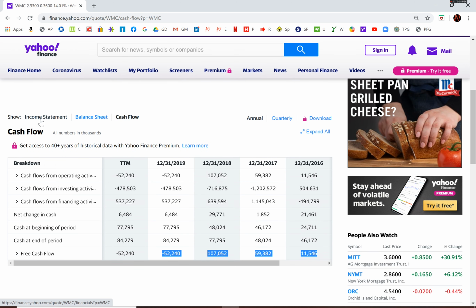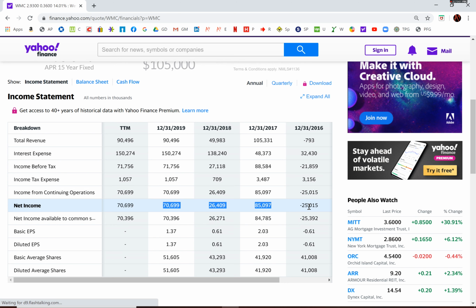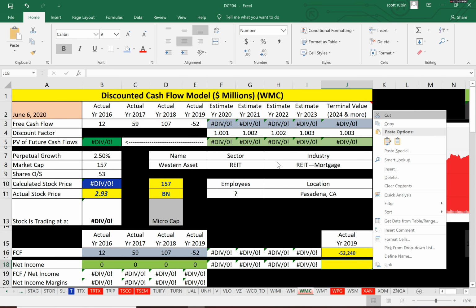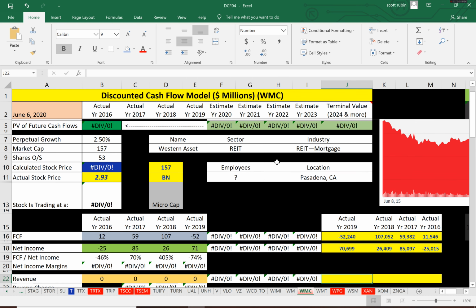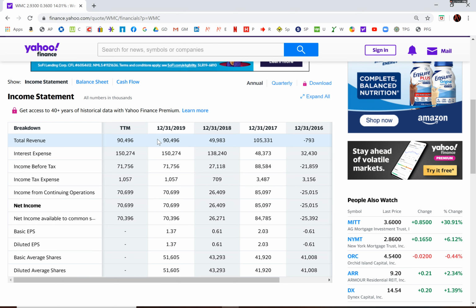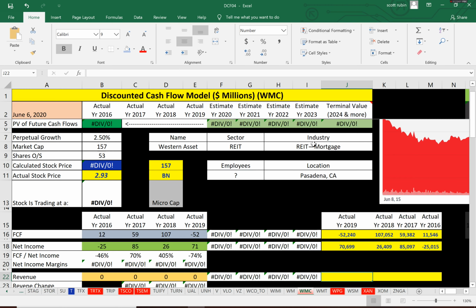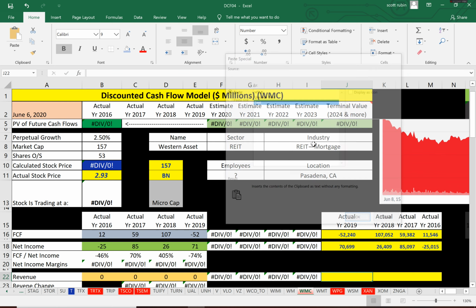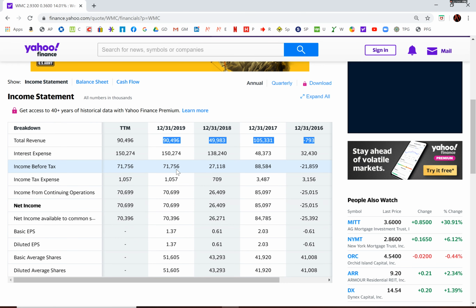If you see a company with negative free cash flow year after year, that could be a sign of a big problem. Or it could be a sign they're trying to grow and they're constantly reinvesting into the business. We put the net income into the model also. That's the profit and loss. Then we're going to put in the revenue, which is the sales. Those two numbers come from the income statement.